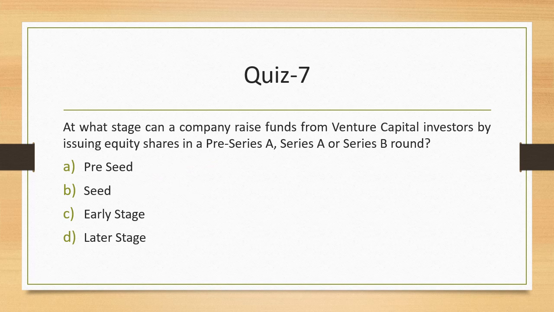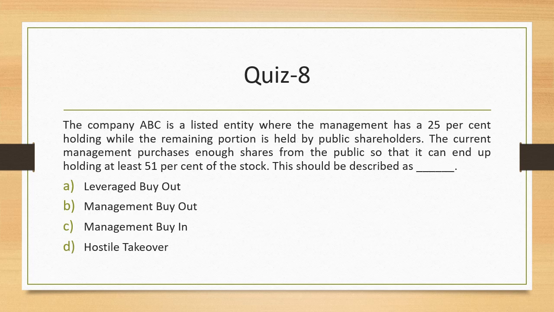At what stage can a company raise funds from venture capital investors by issuing equity shares in pre-series A, series A or series B round? So you had seen one answer which we had with respect to series C. This is about pre-series A, series A or series B. So if a company has to raise funds, this raising of the fund will be done at the early stage. So we will put the answer as early stage. The next question is question number 8.